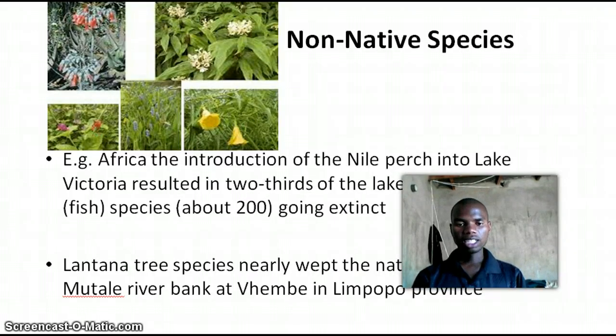And then we have non-native species in Africa. The introduction of Nile perch into Lake Victoria resulted in two-thirds of the lake's native cichlid fish species, about 200, going extinct, because the Nile perch feed faster on cichlids. The cichlids tend to have a slow speed, but the Nile perch have more speed, so they catch more and lead them to extinction. And then we have Lantana camara, a tree species that nearly wiped out the native grasses at Mutare river bank in Vembe district. So these non-native species are really destroying our biodiversity, our balance.